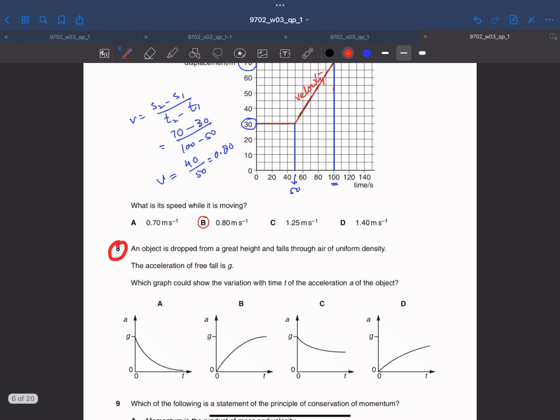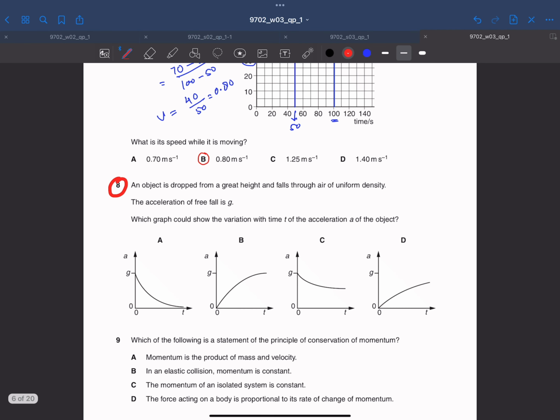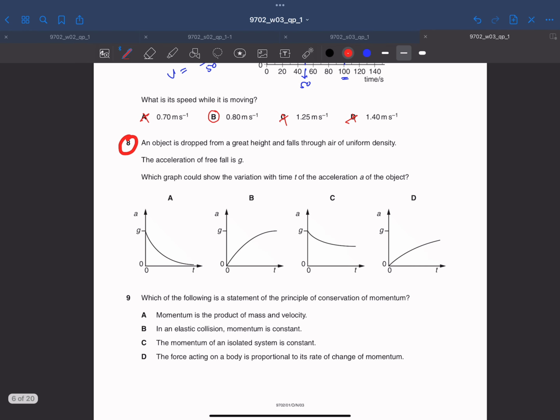So this is very important. The answer is B. Of course, as you are doing the calculation, you need not consider all the other options. The simple thing is that B will be your option. Then we are going for question number 8 in 2003 October November.